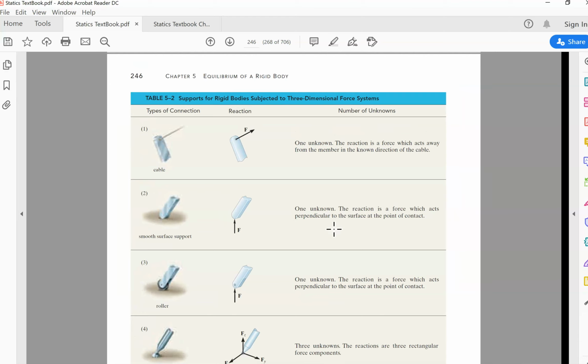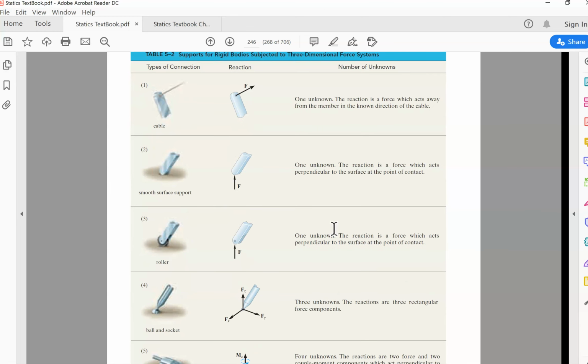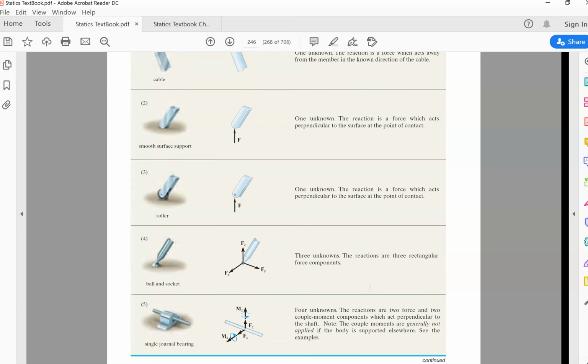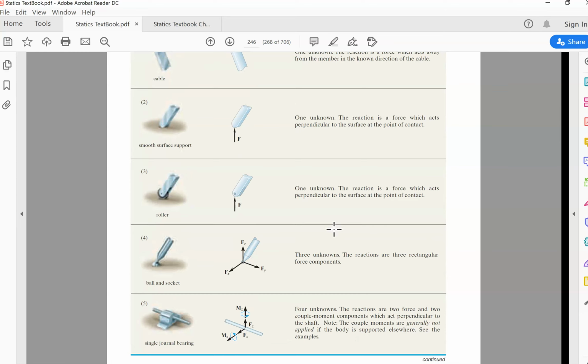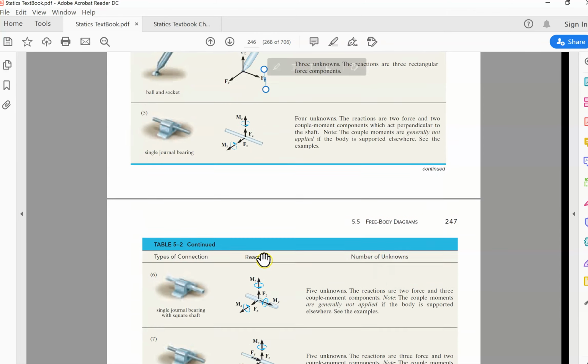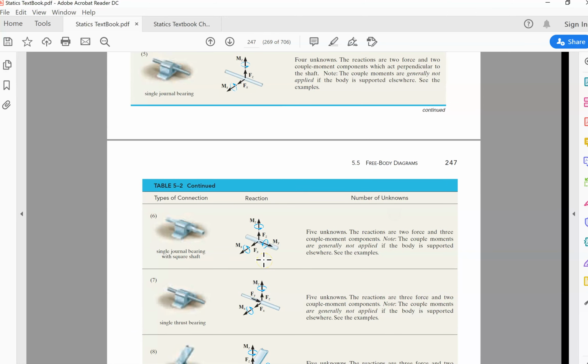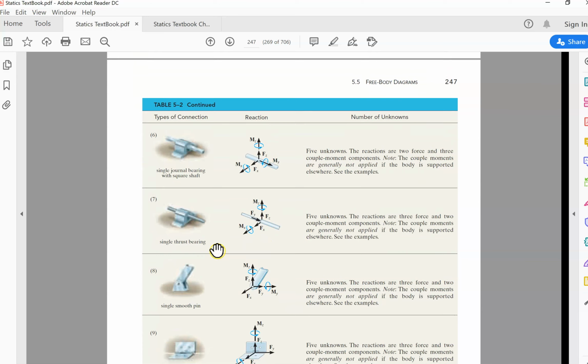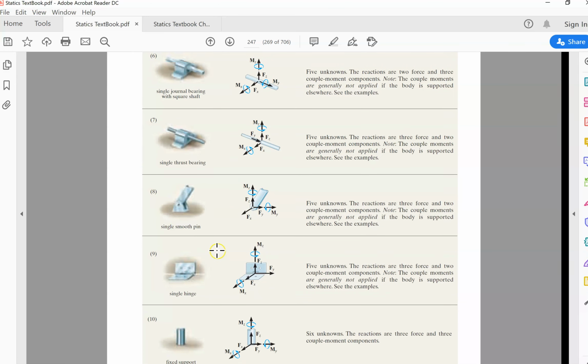The good news is, since this is just knowledge-based, you need to read and understand. If you don't memorize, it's okay, but this will be very applicable in your future, maybe in your field work or your project. So we have the roller, ball and socket, and then single journal bearing with 3 unknowns, single journal bearing with square shaft, single thrust bearings, and single smooth surface.